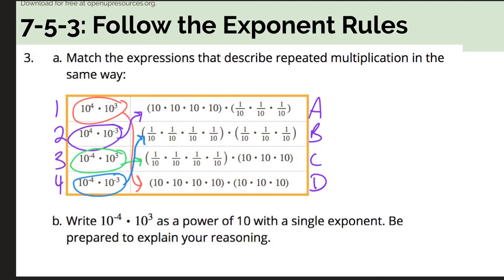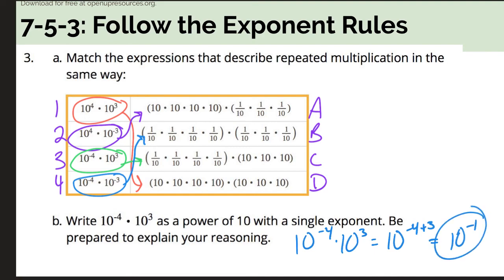Okay, in number 3, this is how they would match up. This one's probably a little bit easier than the other ones we looked at. Just remember that when you see that negative exponent piece, that's where you're going to see them written as a fraction. And then B, remember when we are multiplying with exponents, we can add our exponents. And so this would be the same as 10 to the negative 4th plus 3 exponent, and negative 4 plus 3 is negative 1. And there we go.